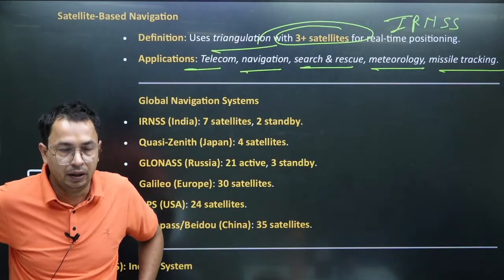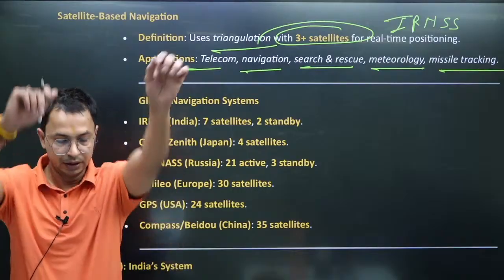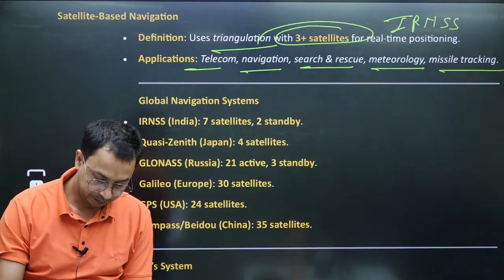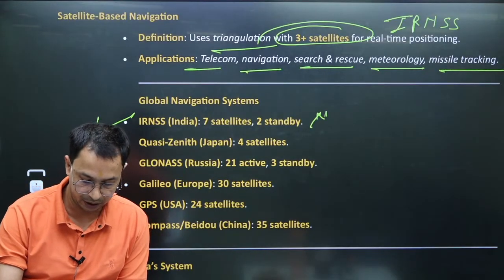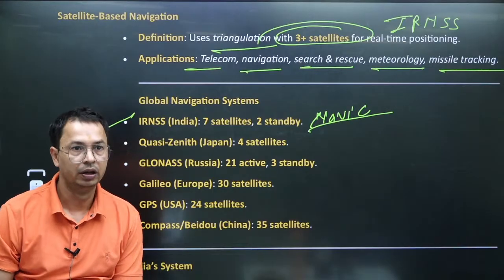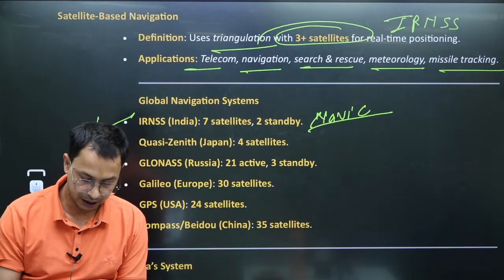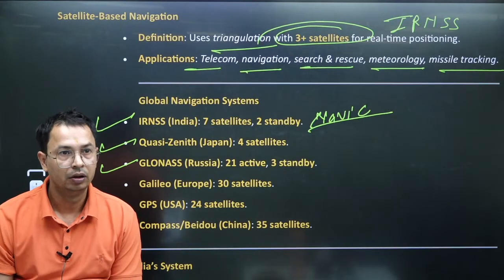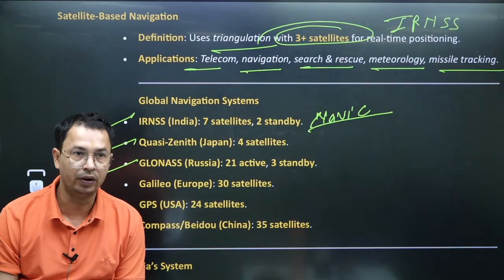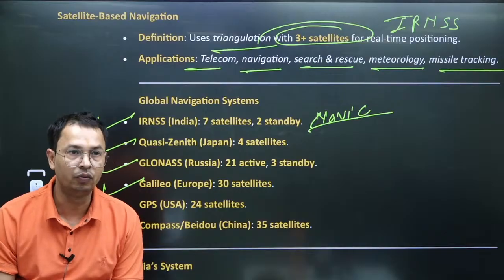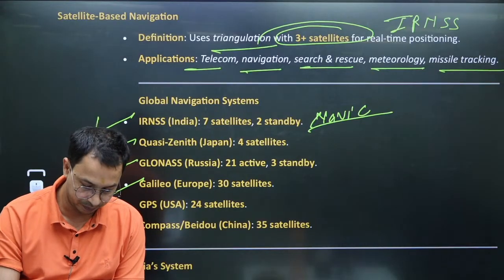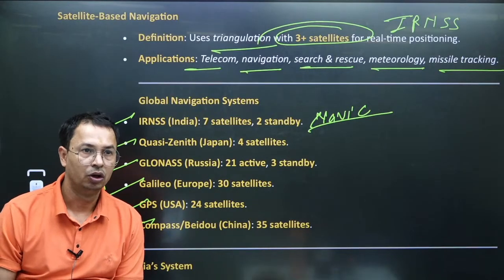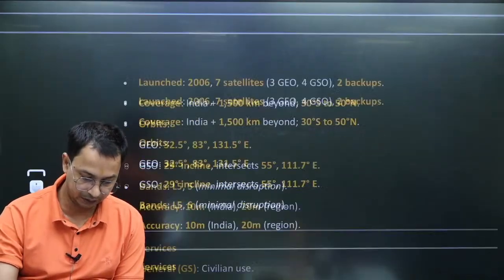जैसे अभी हमने ब्रह्मोस फायर किया, उसके लिए हमें क्या चाहिए, IRNSS की जरूरत पड़ेगी. And there are different types of navigation systems that we have in the world. IRNSS of India, and you can say NAVIC, navigation with Indian constellation, with the 7 satellites, this is ours. Then Quasi-Zenith of Japan, they have 4 satellites. Then we have GLONASS of Russia, 21 satellites. Then we have Galileo of Europe of 30 satellites. Then we have GPS of USA that has 24 satellites. Then we have Compass or Baidu of China that has 35 satellites.